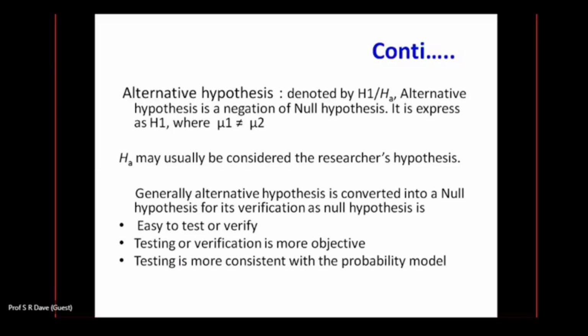If the null hypothesis is not acceptable, it means we may accept the alternative hypothesis. Testing or verification is more objective in the case of the null hypothesis. It is very easy and more confidently testified. Testing is more consistent with the probability models, which is not the case with the alternative hypothesis. But when these three things are not matching, then we accept the alternative hypothesis, or at that particular significance point, we are not able to accept the null hypothesis.